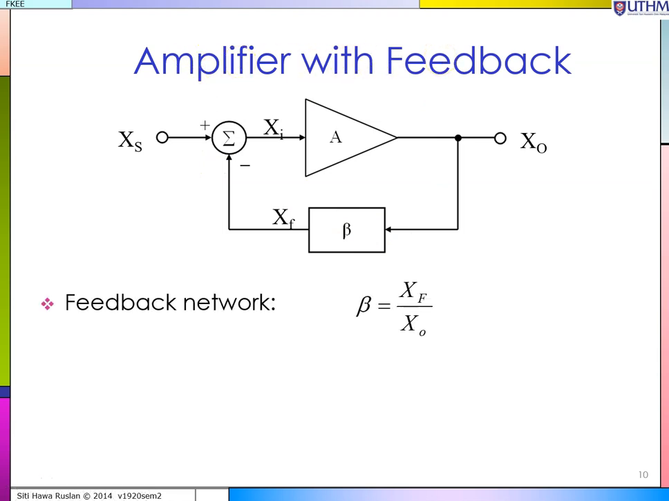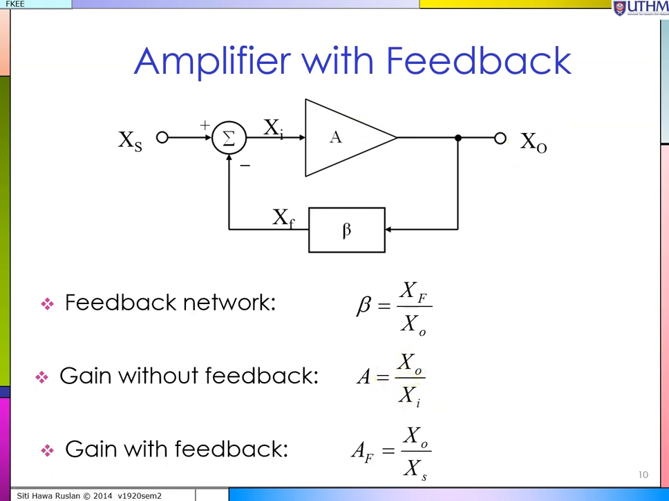So what will happen? We first define the feedback network, beta, as the feedback signal over the output, because XF will be the output of this block. The input is the output signal, so beta is XF over XO. And the gain without feedback, meaning you just look at this part only: XO is the output of the amplifier and the input is Xi. So A multiplied with Xi will give you XO, so the gain A equals XO over Xi.